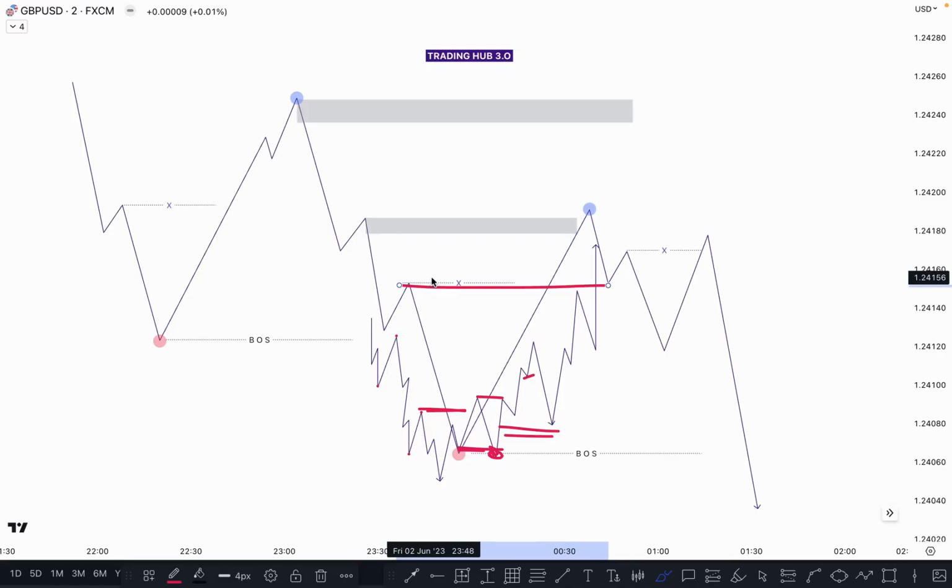Because the higher time frame structure is bearish. And the same principle is applicable here. If the market taps here on your decisional POI and creates this one, and after this what happened here?